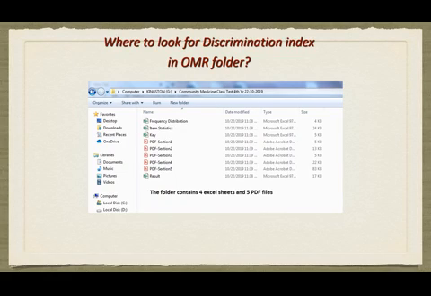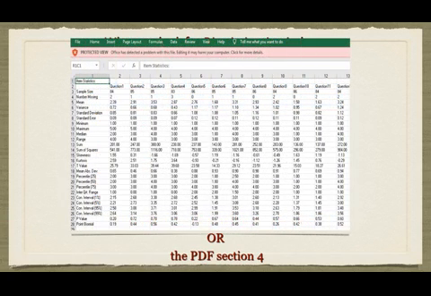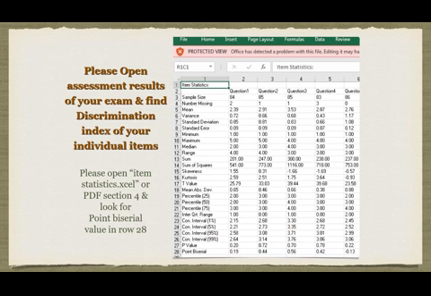Where to look for discrimination index in OMR folder? Please go to the item statistic folder again or the PDF section 4. This is the view of item statistic folder. In the row number 28, below the p-value, which was difficulty index, point biserial is given. This point biserial is an indication of discrimination index, which is 0.19 for question number 1.